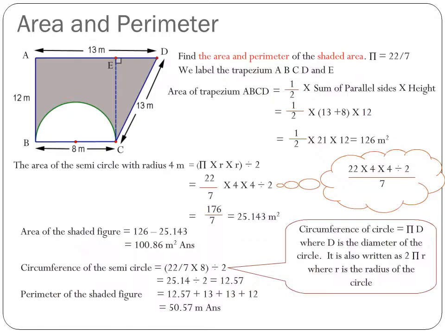I did not show that working, but if you were to work it out, you will need to show the working, the long division steps there. So therefore, the area of my shaded figure, I will take 126, which is the area of the trapezium, minus that semicircle with diameter BC. 126 minus 25.143 is equal to 100.86 square meters. This is one of my answers.